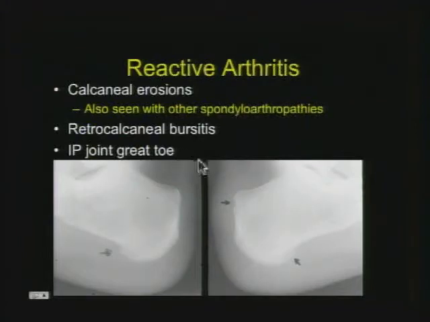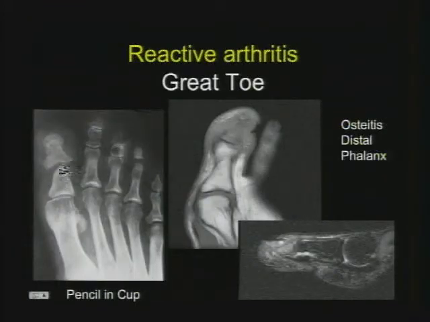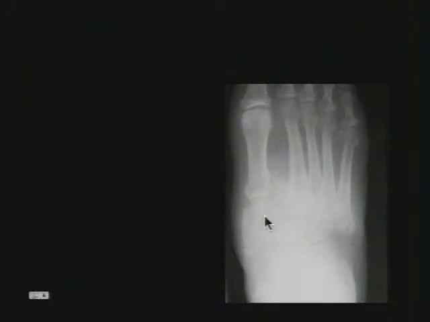What about this classic location for reactive arthritis and psoriatic? IP joint of the great toe. I think it's really important to come away with this knowledge that this is a very classic joint for these two arthropathies. And if we look at it carefully, we see a pencil and cup appearance. And if you did an MR on these patients, it's just like that finger I showed you in psoriatic. The bone might look like osteomyelitis with a soft tissue involvement, but that's just osteitis from the spondyloarthropathy. It's pretty much a hallmark of this type of a problem. And you'd have that in your differential that this could be infection, but it could be an arthropathy.